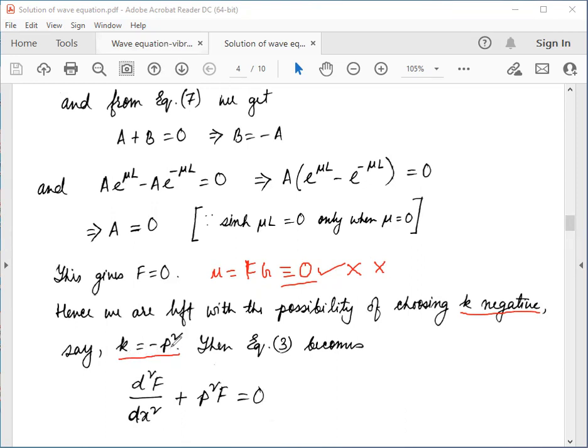P can be positive or negative. When we take p square, the answer will always be positive. Now I multiply it by minus, then I get k as a negative number. So k can be written as minus p square. When I put k equal to minus p square in equation number 3, the equation becomes d2f by dx square plus p square f is equal to 0.